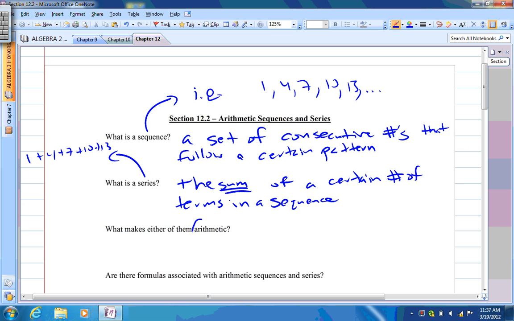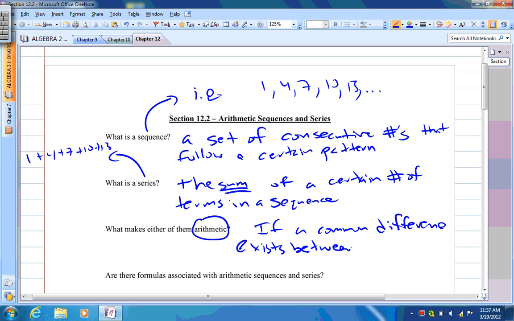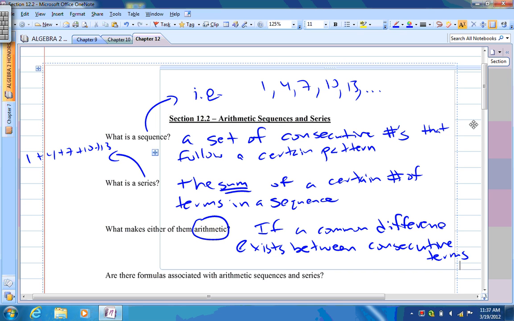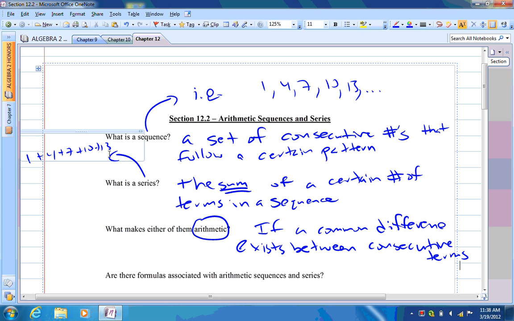Now what makes either of these arithmetic? That's if a common difference exists between consecutive terms. So if you think about it, 1, 4, 7, 10, 13, hopefully you see the pattern. Consecutive terms differ by 3, so it seems like we're adding 3 every single time. So both of these are arithmetic.